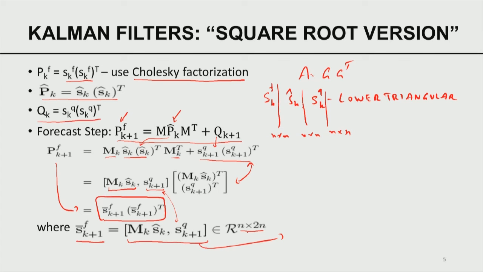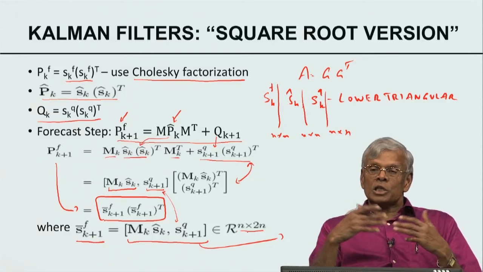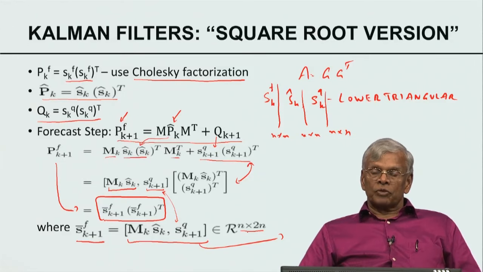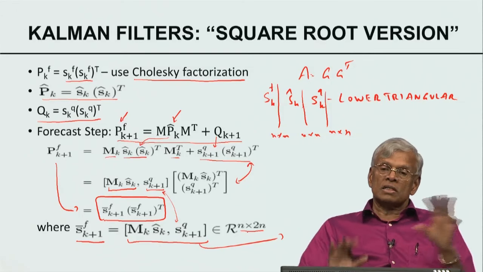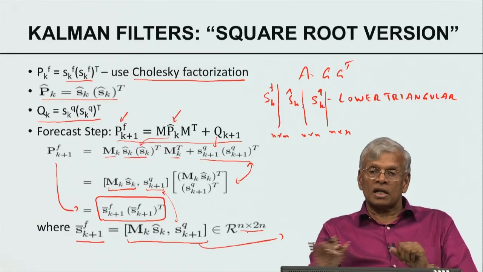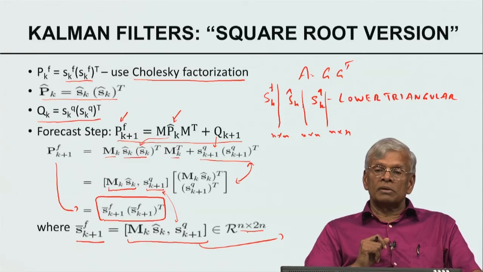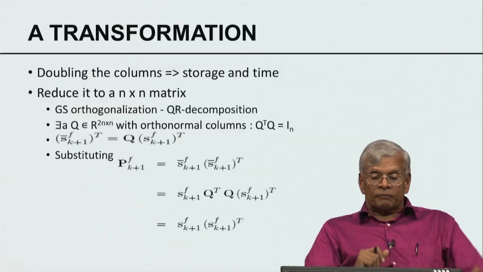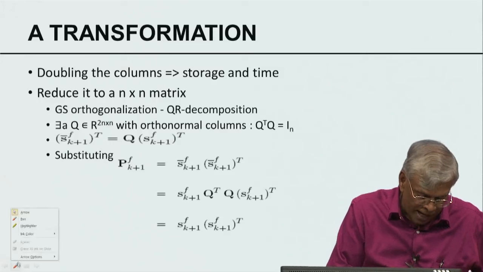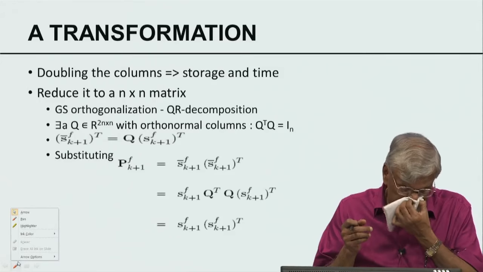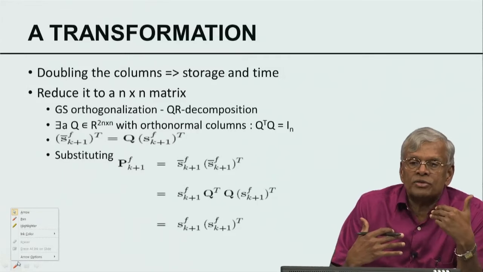So while we are interested in keeping the square root, we cannot allow the expansion in the size of the matrices. Here the expansion essentially comes from the fact that the forecast covariance is a sum of two terms, one coming from the analysis covariance, another coming from the model error or model noise covariance. This doubling of the columns increases the storage as well as time. We cannot allow this to happen, so we have to reduce it back to an n by n matrix.